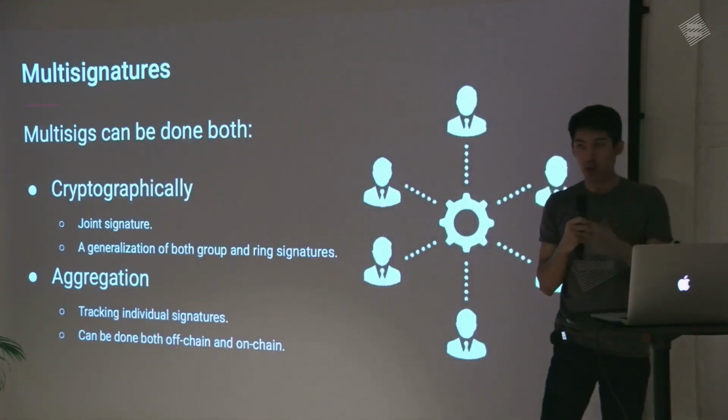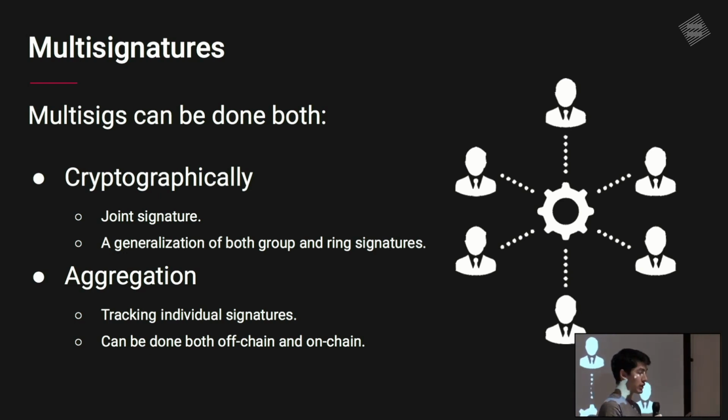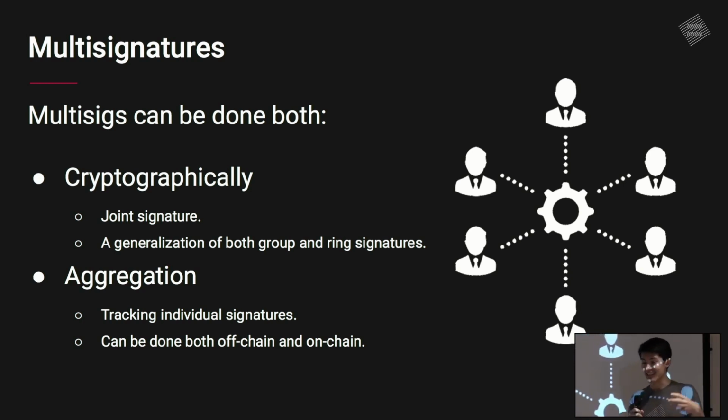Multi-sigs can come in two ways. Cryptographically, you can design cryptographic algorithms which allow you to conglomerate a bunch of signatures into a single signature, and using some fancy crypto math, which I don't fully understand myself, get a signature which represents the signatures of many individuals. But also you can do aggregation. Basically, you can track individual signatures and use some additional logic to act like a multi-signature.